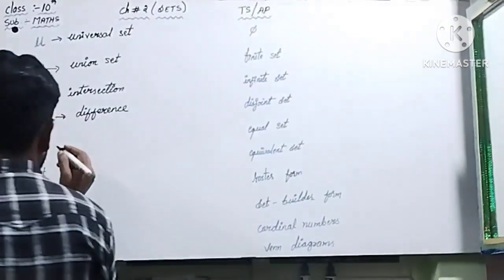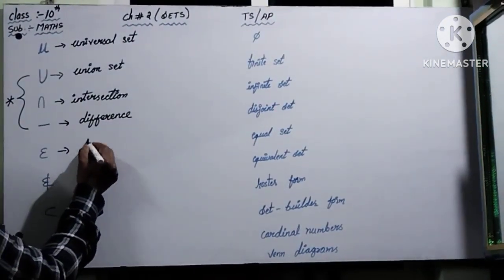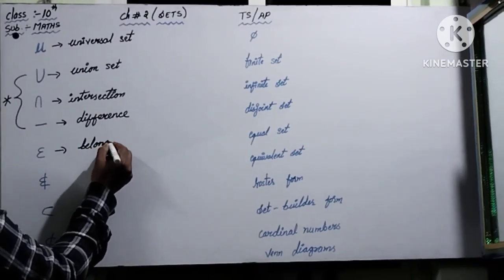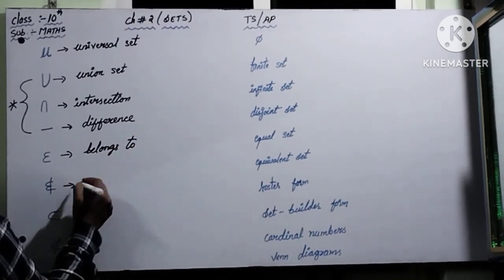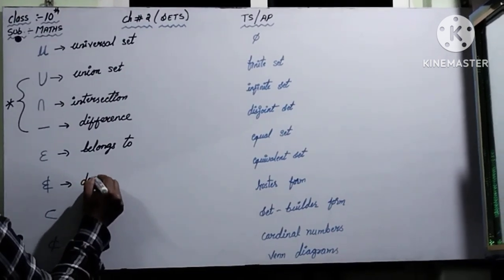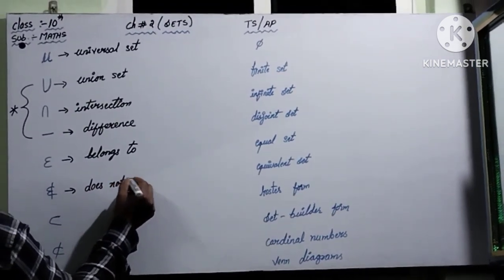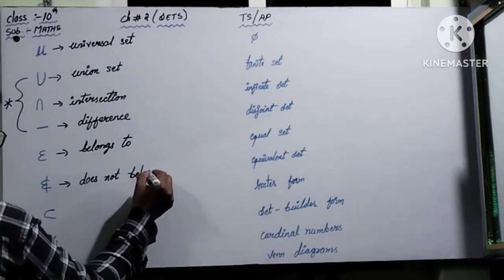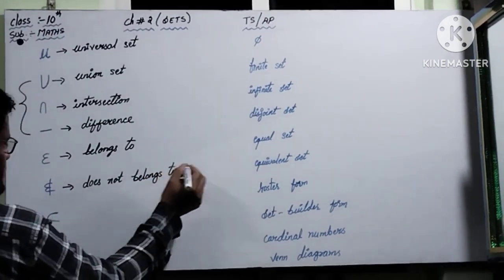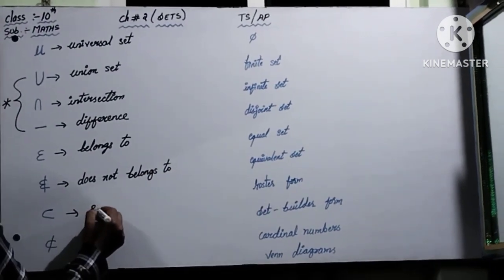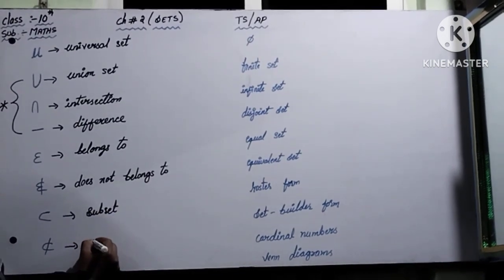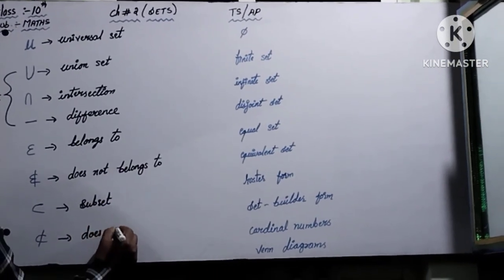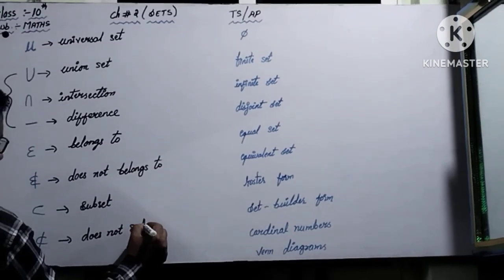Then after this, what belongs? This one is belongs to, and this one is does not belong to. This is subset, and this one is not a subset.